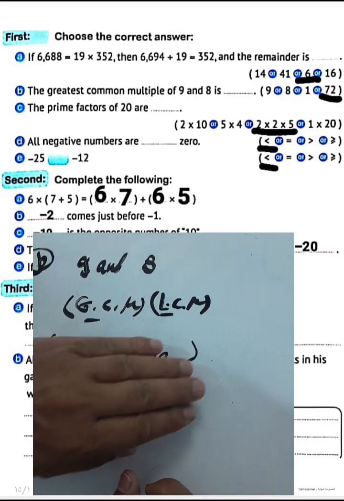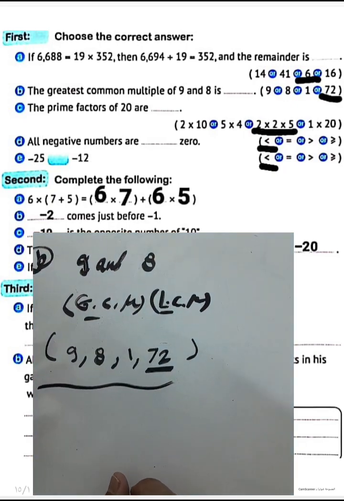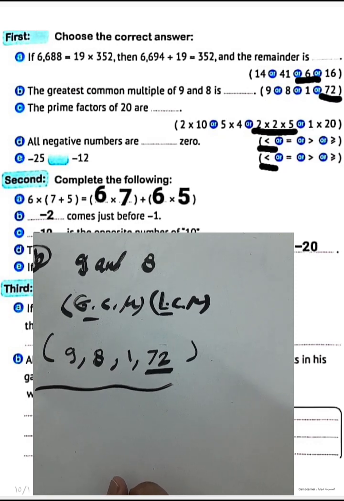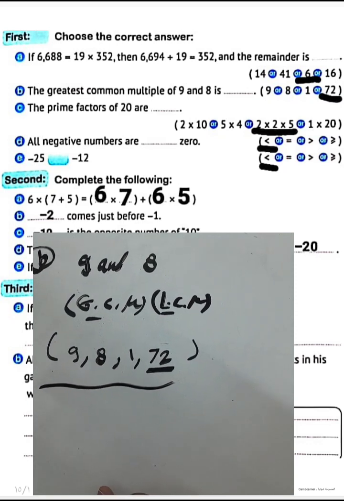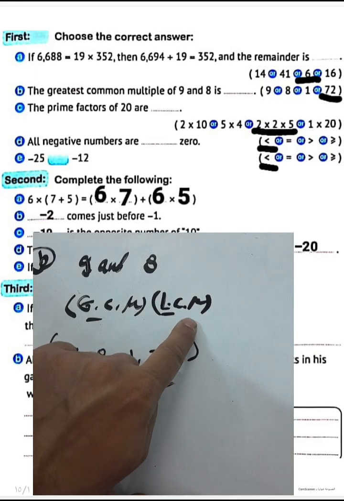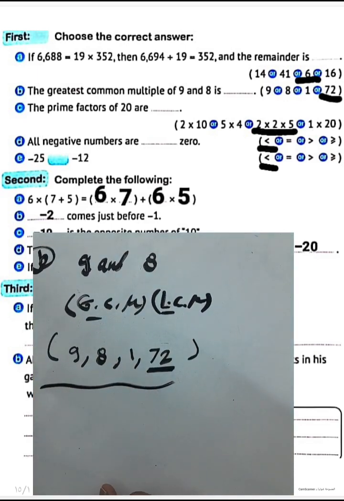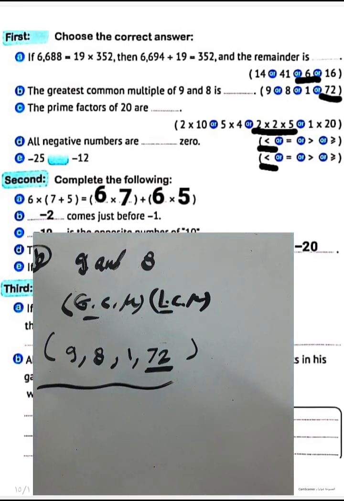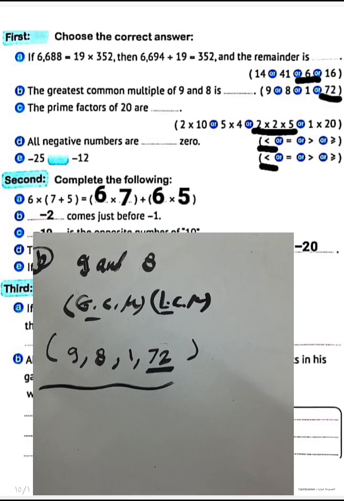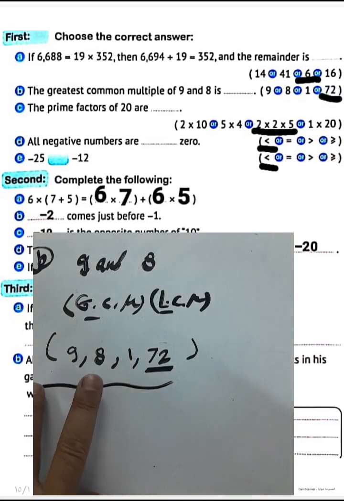But if he cancels these brackets and changes this question to choosing or complete the writing, you must write that the least common multiple between the two numbers will be 72. Okay, so the result in this example will be 72. It's the greatest common multiple from all the choices here.